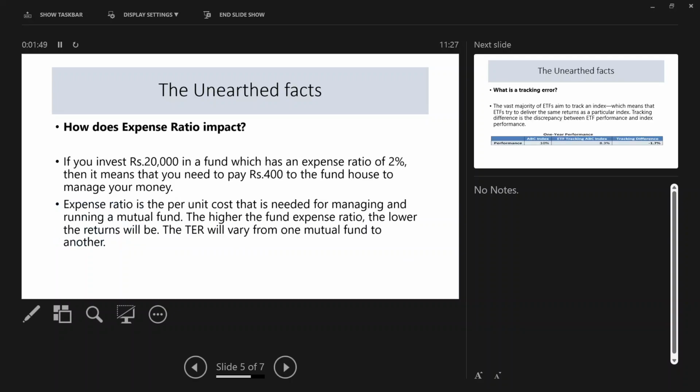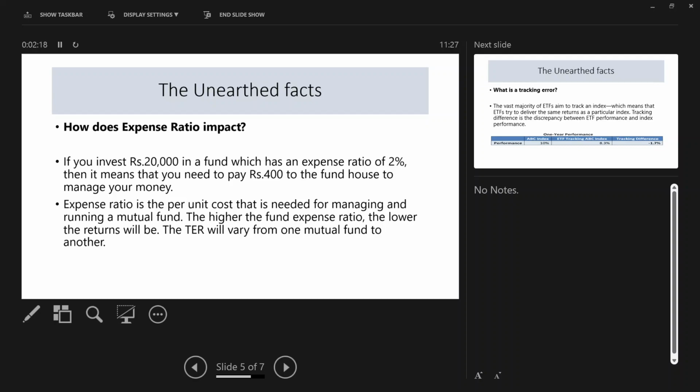Now, just to help you understand, let's say you invested 20,000 in a certain fund. The expense is 2%. So 400 you have to give them. That 400 is not going to the market. It's that simple. Whatever the expense ratio, that percentage of your money is not getting into the market. You are losing that. Hence, expense is a very critical factor in determining the return.